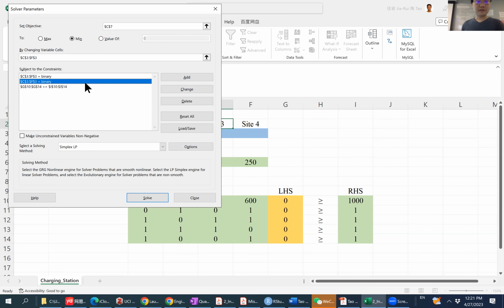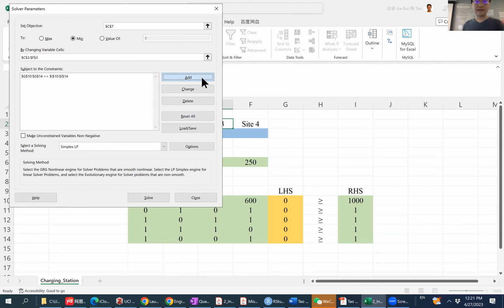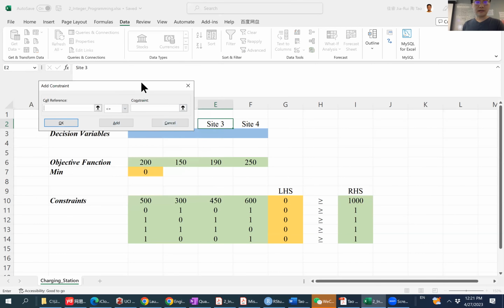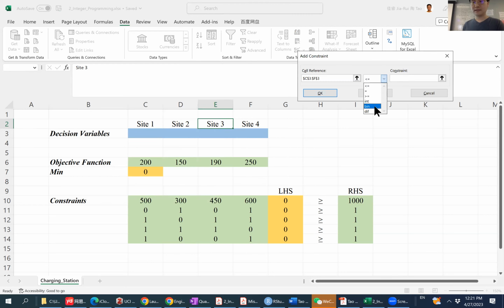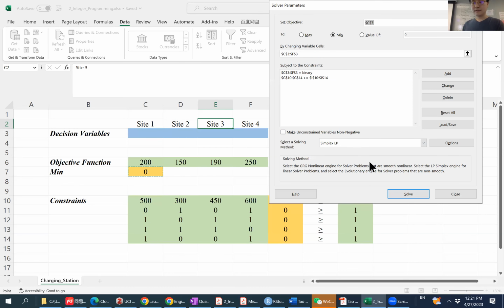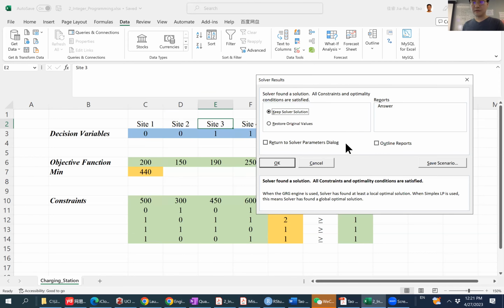Then the extra step is that I had one extra constraint. That's the binary one. I did that by adding one constraint. I select all the decision variables and use the drop-down menu to select binary, then click Add, then Cancel. Since all of them are binary, they are already non-negative, so we don't have to check the non-negative button, but let's solve it. All right, let's keep the Solver solutions in the sheet.